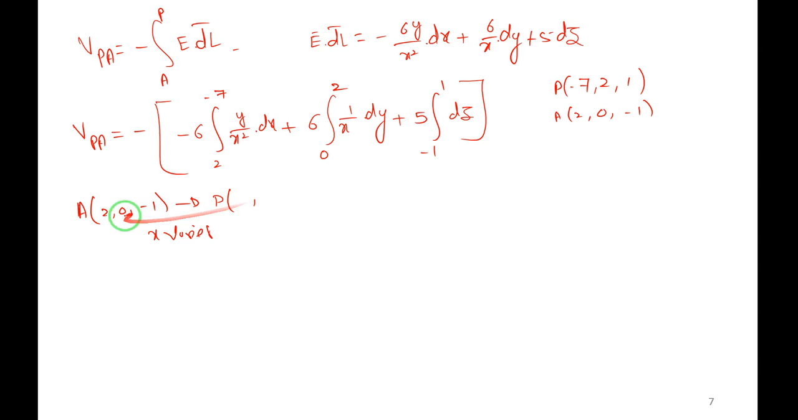Okay, x we will see. YZ remains same, 0 minus 1. X is varying from where to where? A to P, right? So A to P I have to go. X is varying 2 to minus 7.